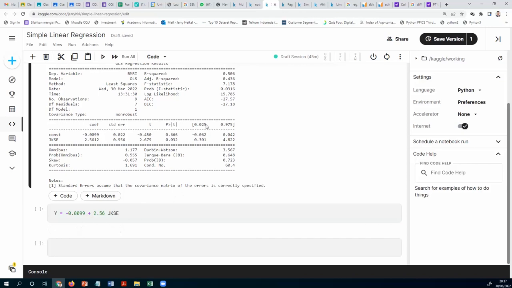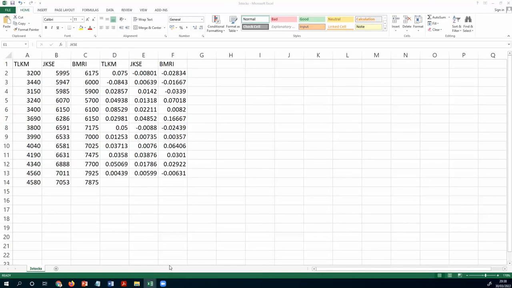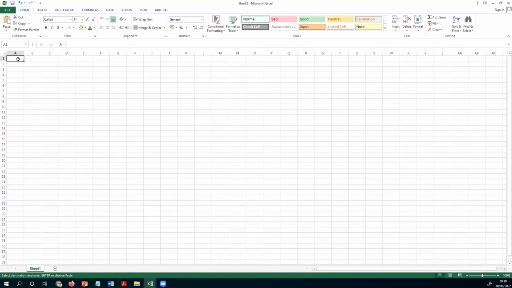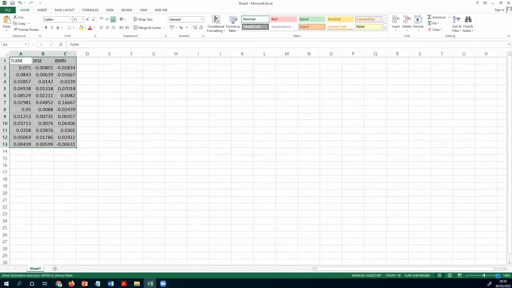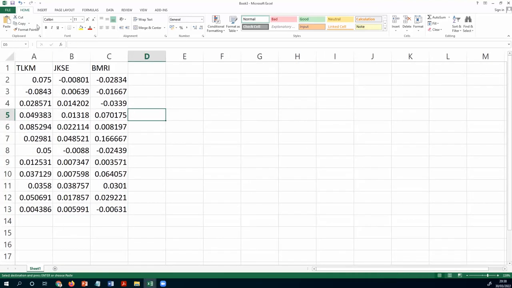If no questions, we continue to multiple linear regression. So we need to have other data. We need Telkom data, Jakarta Stock Exchange return, and BMRI. This is the return. Let's do this with the 3 data. Watch carefully. Telkom, Jakarta Stock Exchange, and BMRI.